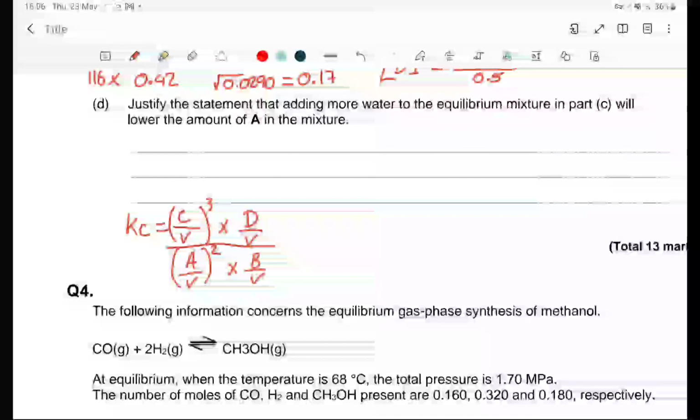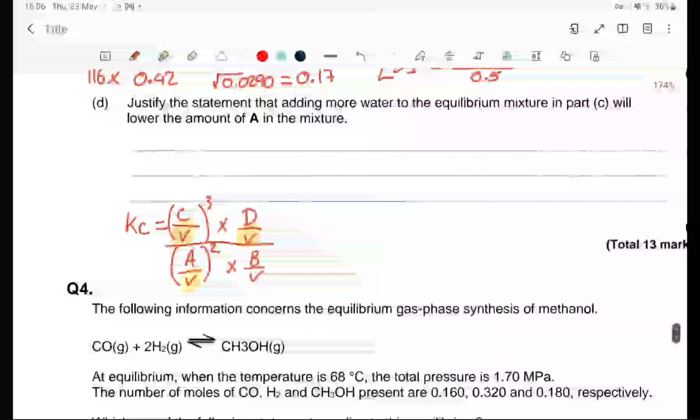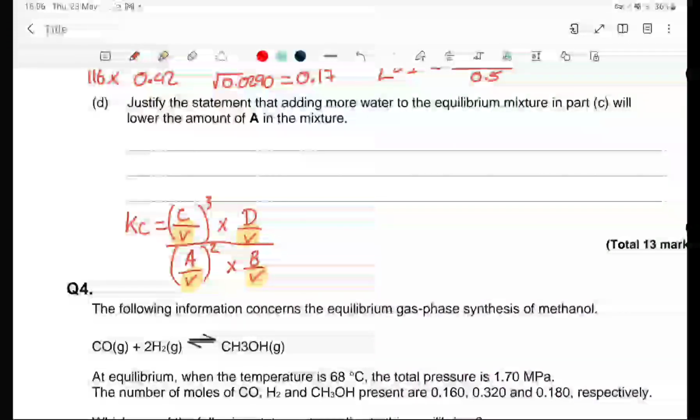You can see that on the top of the expression, volume appears more times. So you're actually changing the value of the top half of the expression more than you're changing the value of the bottom half of the expression. Volume appears 3 times here, once here, so it appears 4 times on the top, whereas it appears 3 times on the bottom.